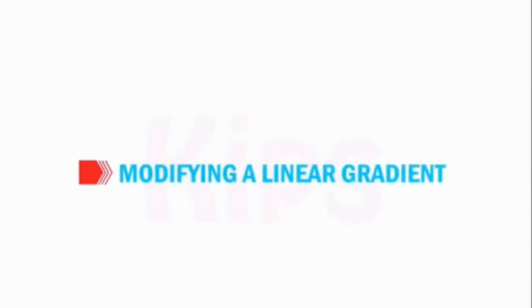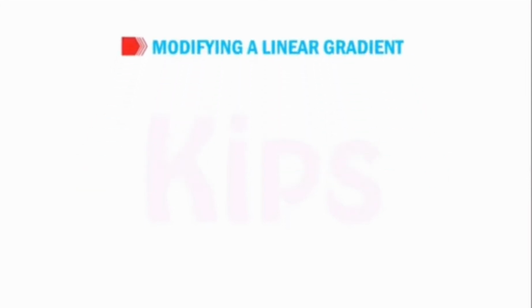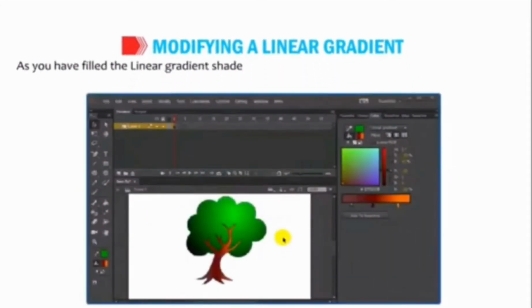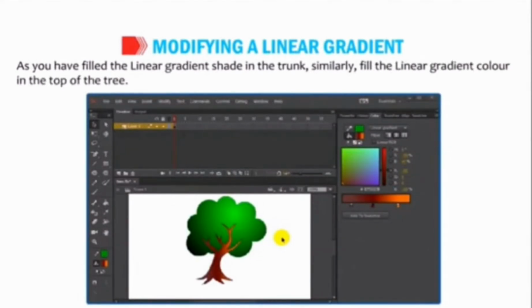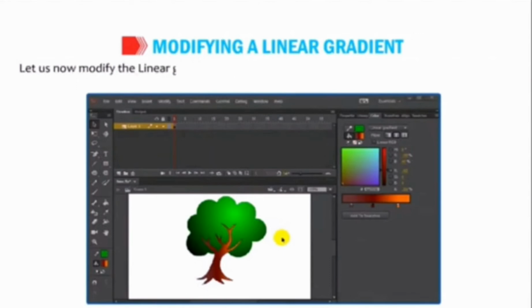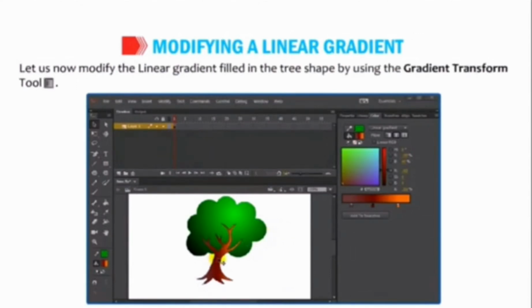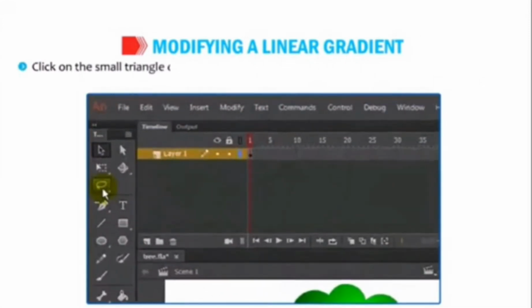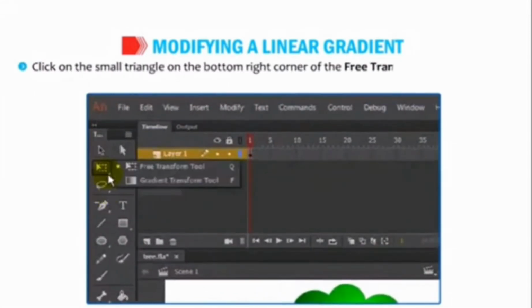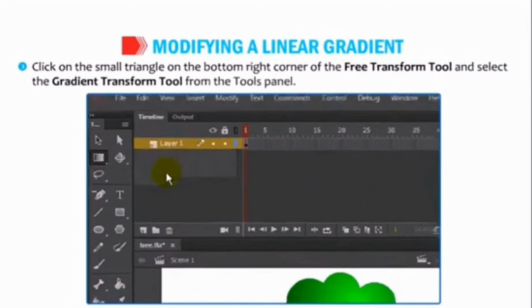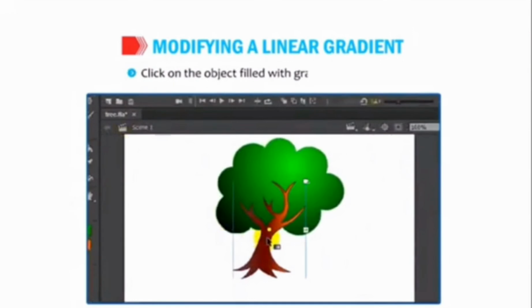Okay, now let us find out how to modify a linear gradient. As you have filled the linear gradient shade in the trunk, similarly, fill the linear gradient color in the top of the tree. Let us now modify the linear gradient filled in the tree shape by using the Gradient Transform tool. Click on the small triangle on the bottom right corner of the Free Transform tool and select the Gradient Transform tool from the Tools panel. Click on the object filled with gradient color in it. The gradient selection shape will appear as shown in the figure.